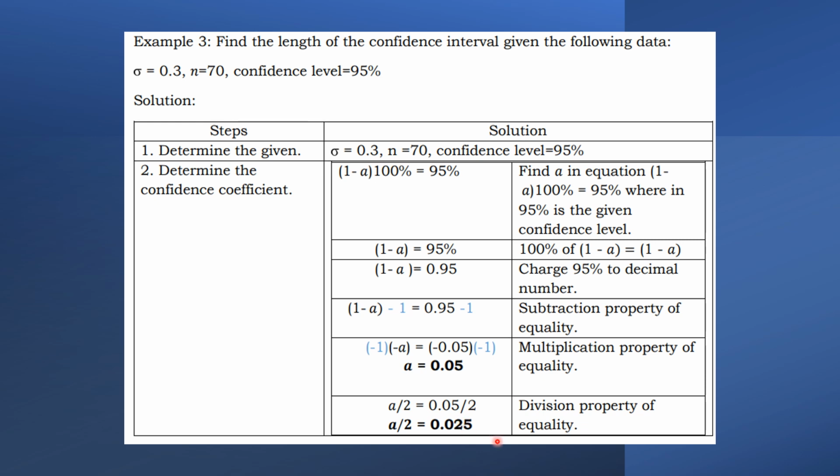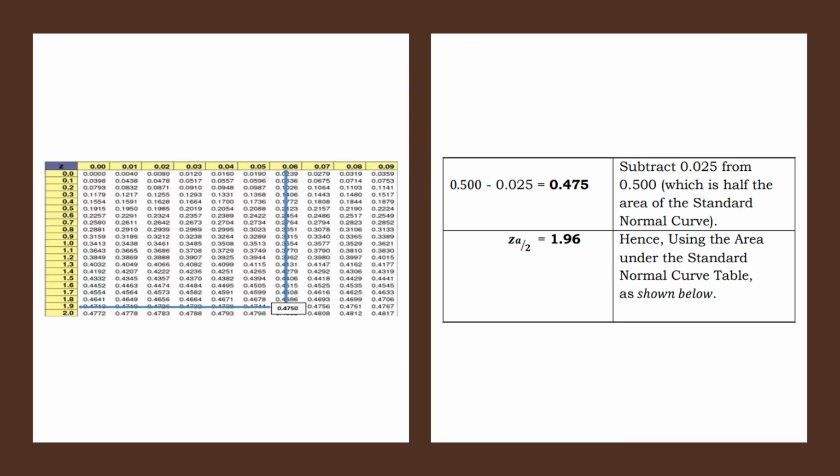Okay, and for us to identify where would be the starting point for that, we have to do the following. So, we have to subtract 0.025 from 0.500. Why? Because the right tail of the curve, we're dealing with the right half of the curve. Okay? So we have to subtract that. So 0.500 minus 0.025, that is equal to 0.475. This is now the area, okay? The area from that point going to the mean. Okay, ito yung kailangan excluded natin.